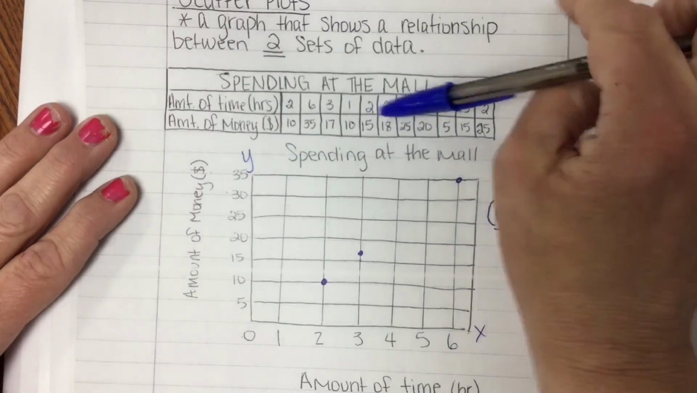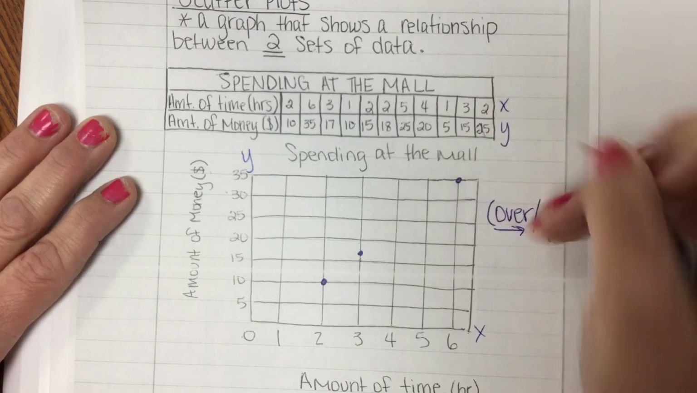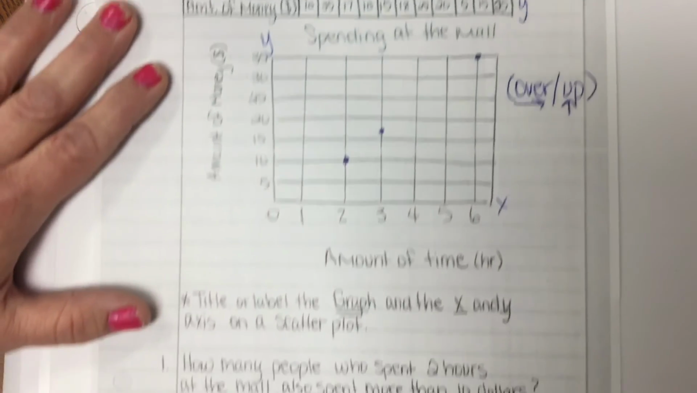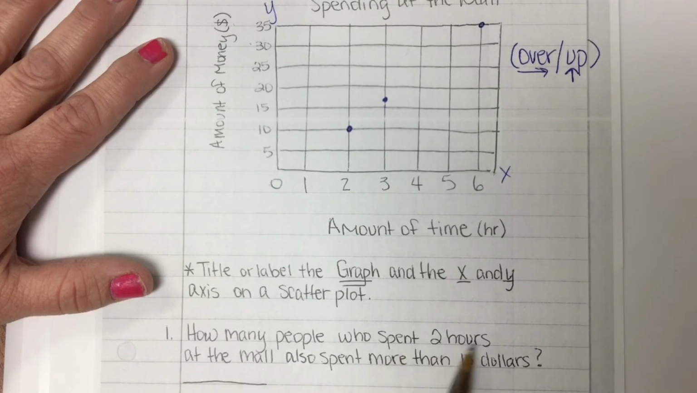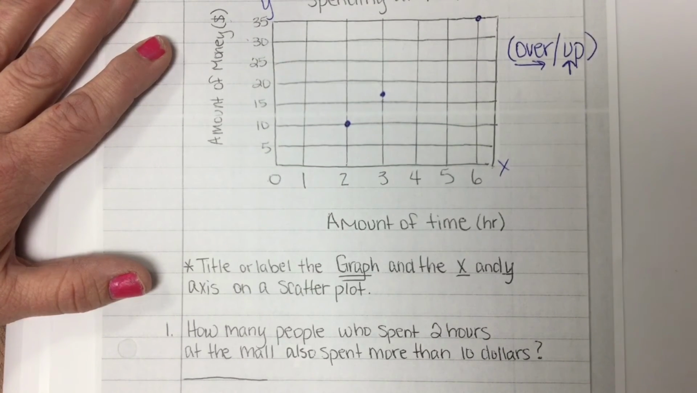Okay, so finish plotting these points. So remember that the top is your X and the bottom is your Y. So finish plotting those points. And then it says how many people who spent 2 hours at the mall also spent more than $10. So use that graph to look at 2 hours and see how many people that would be.